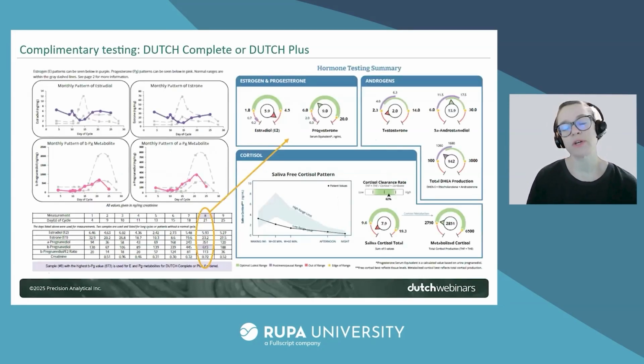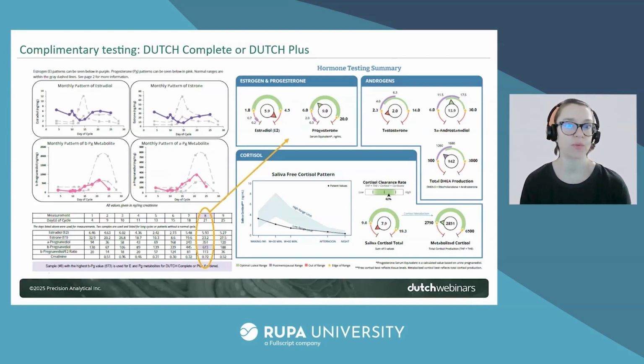And then moving a little bit away from the cycle map, I did want to talk about complementary testing. A lot of times with that cycle map, we get that estrogen and progesterone information. But if we add something like a Dutch Complete or a Dutch Plus, you can add to that information and get even more.